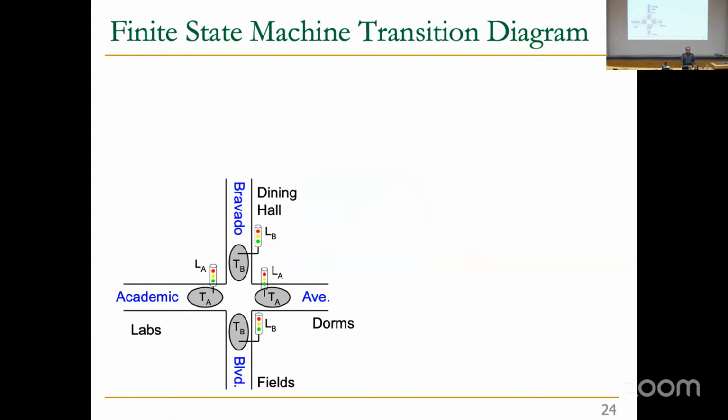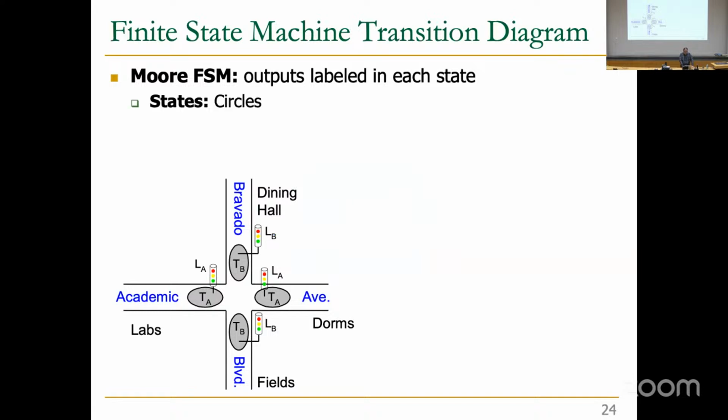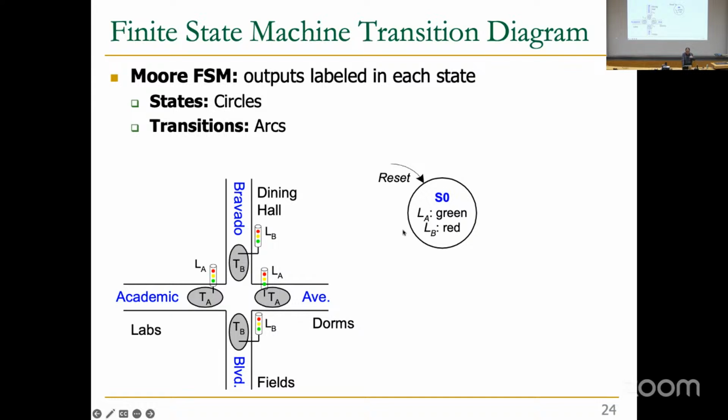So now let's draw the FSM for this controller. You can also do it as a Mealy machine as a homework if you're interested, but a Moore FSM is very easy for this kind of example. So we have a state S0 that we consider the initial state, so whenever you reset, you start from S0. In S0, the light for avenue A is green, and the light for avenue B is red.